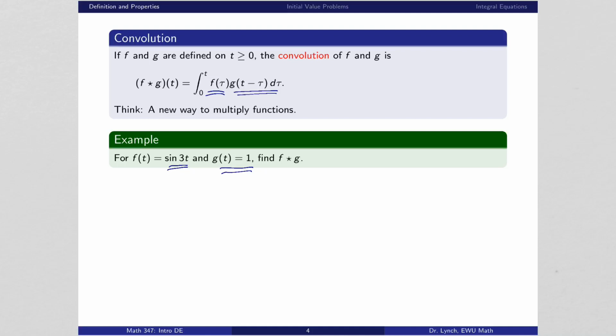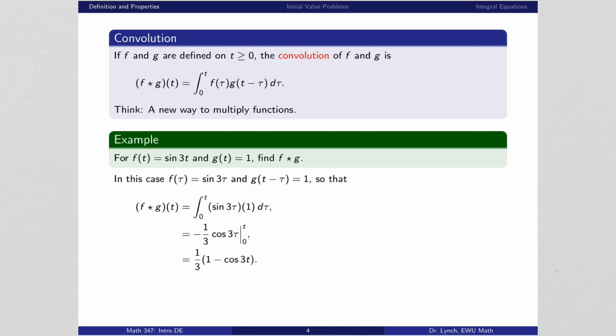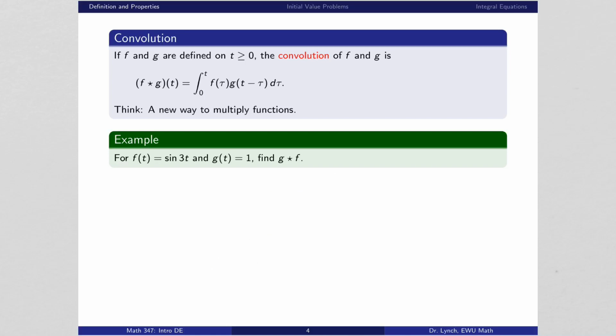This just amounts to computing a definite integral. In this case, f of tau is sine of 3 tau, and of course, if g of t is 1, g of t minus tau is also 1. So here's the convolution, right? It's just the integral of sine of 3 tau d tau. It integrates quickly with a quick u substitution, and we can see here that we end up with 1/3 times 1 minus cosine of 3t.